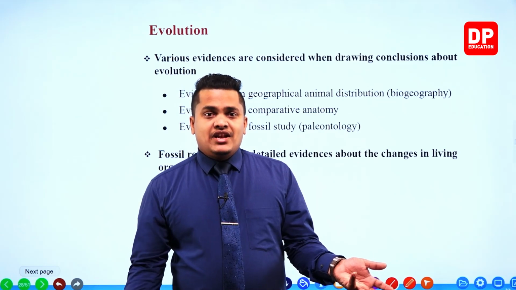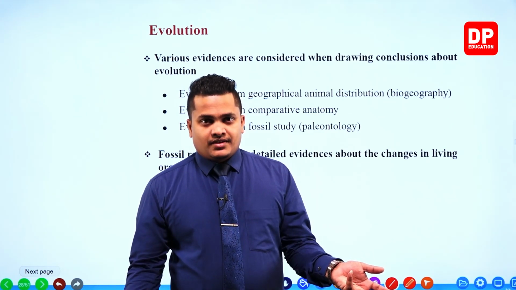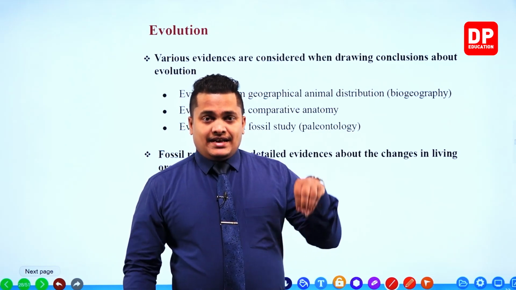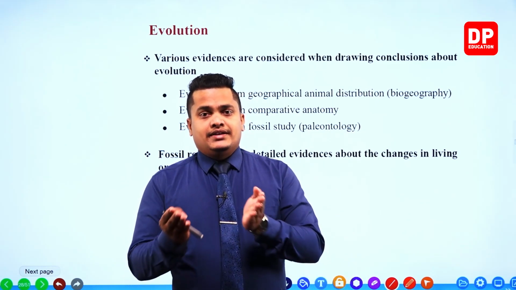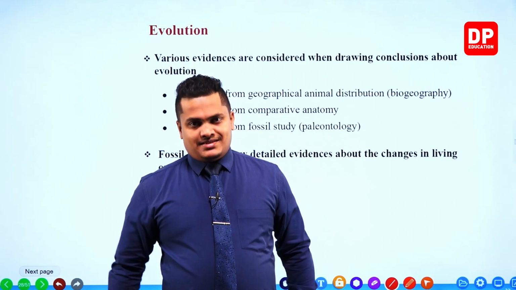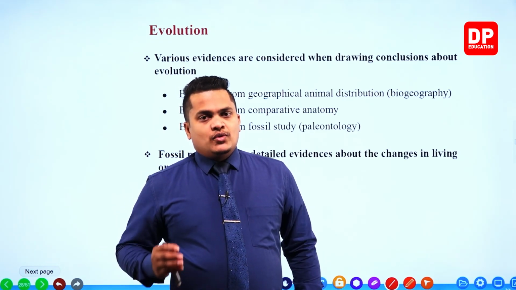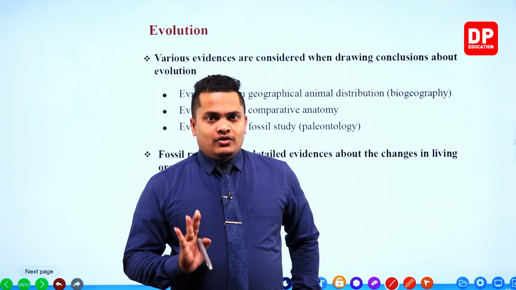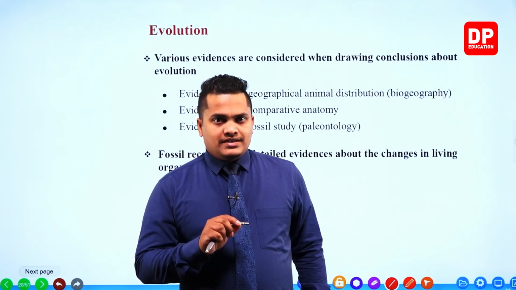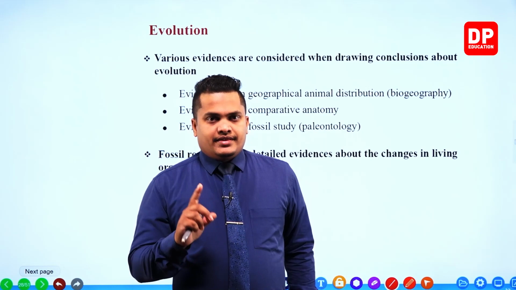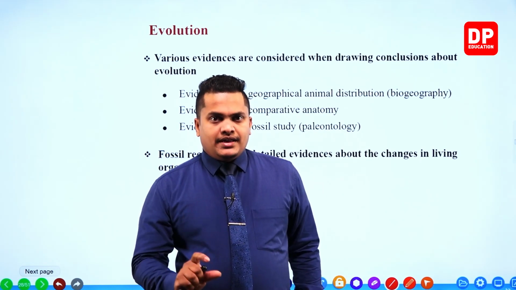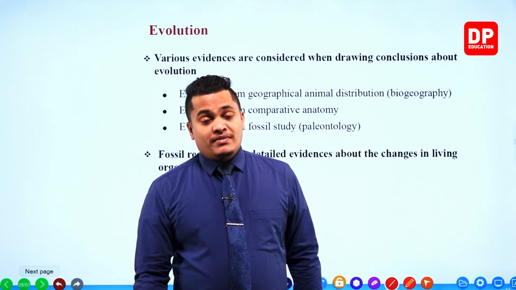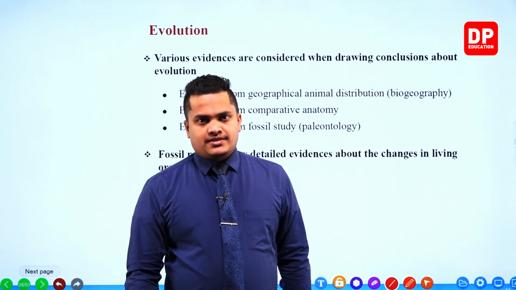Sometimes the end will not be there. Sometimes start and end is there, but the mid pages are missing. So if you assume that the evolutionary process of a certain organism is a book, then we will be able to complete only a certain number of pages in that book. We won't be able to complete all the pages of the book.